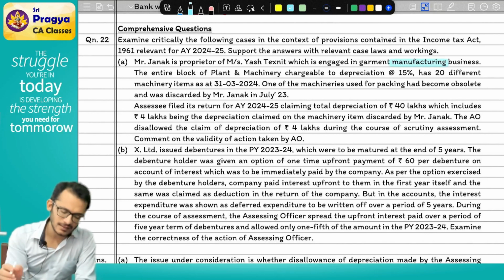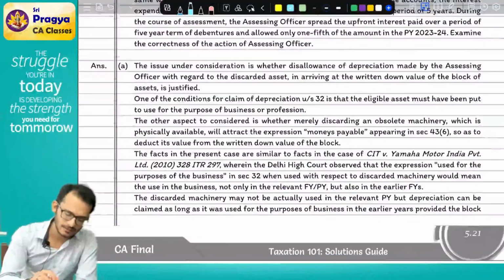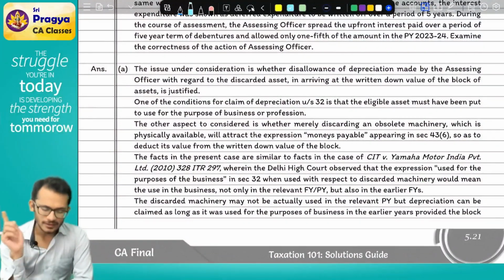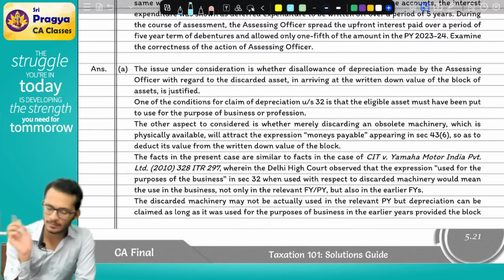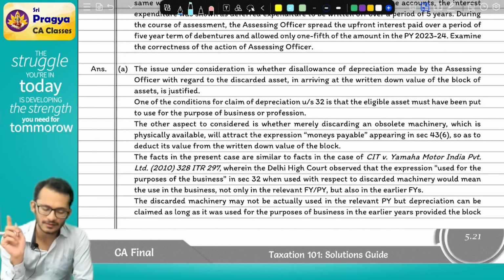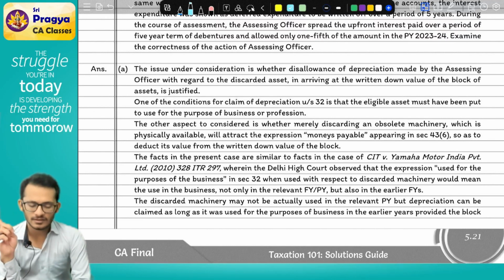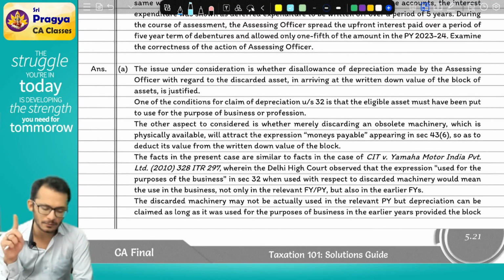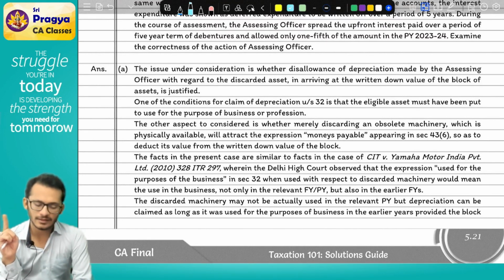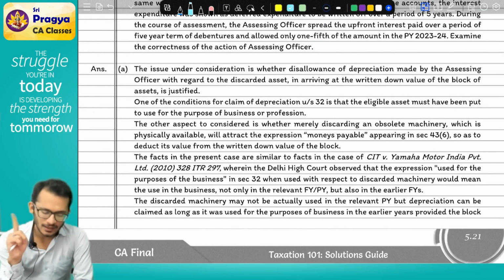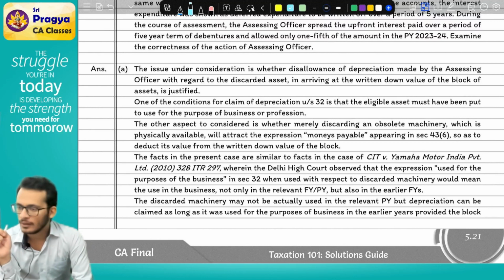So discuss the validity of the action taken by the assessing officer. The issue under consideration is whether disallowance of depreciation made by the assessing officer with regard to discarded assets in arriving at the written down value is justified. One of the conditions of the claim of depreciation is that the eligible asset must be put to use for the purpose of business. The other aspect to be considered is whether merely discarding an obsolete machinery which is physically available will attract the expression money payable under 43(6) so as to deduct its value from written down value.